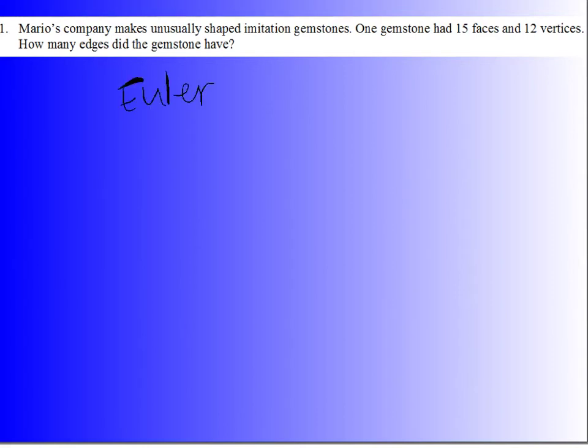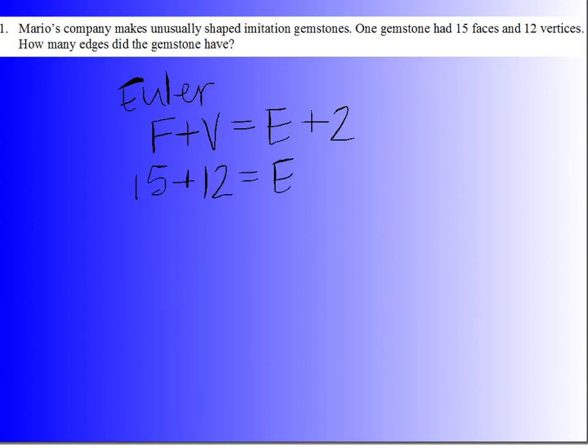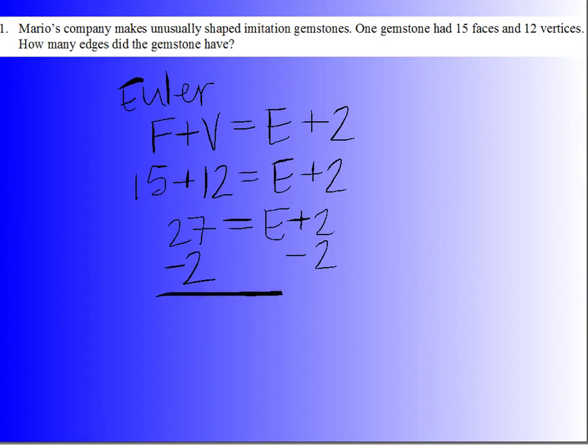And his formula said F plus V is equal to E plus 2. So plugging in what we know, we had 15 faces, we had 12 vertices, we want to find out our edges, and we see our formula says plus 2. So simplifying, 15 plus 12 is 27, so 27 is equal to E plus 2, and then subtracting 2 on each side, I see that for edges we have 25. And 25, as you see on the back, is our answer.